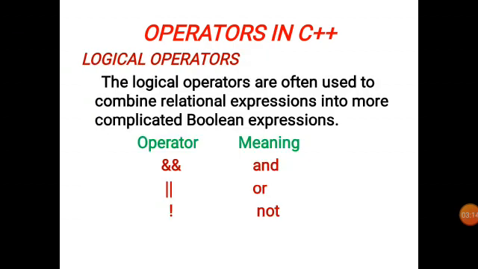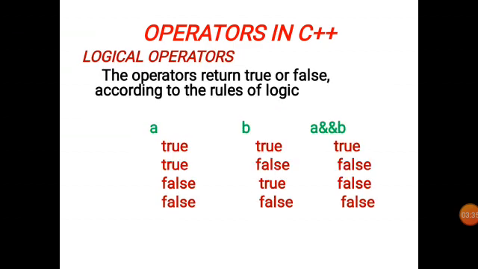The next one, logical operators. There are three important logical operators. The logical operators are often used to combine relational expressions into more complicated Boolean expressions: and, or, and not. The operator symbols are given here. AND means nothing but a dot b, that is a into b.